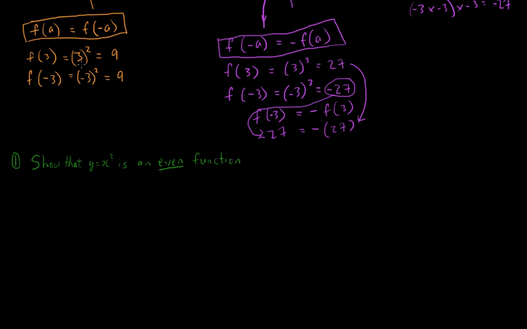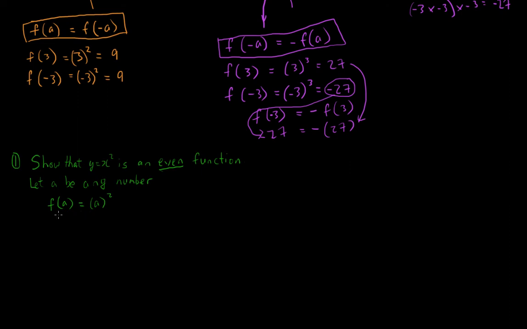Now, I can put numbers in, but if I show that it's true for one number, it doesn't mean it's true for other numbers. So in order to show that it's true for all numbers, let me use a general rule. Let a be any number. So if a is any number, then f of a under this rule is equal to a squared, because y is equal to x squared.